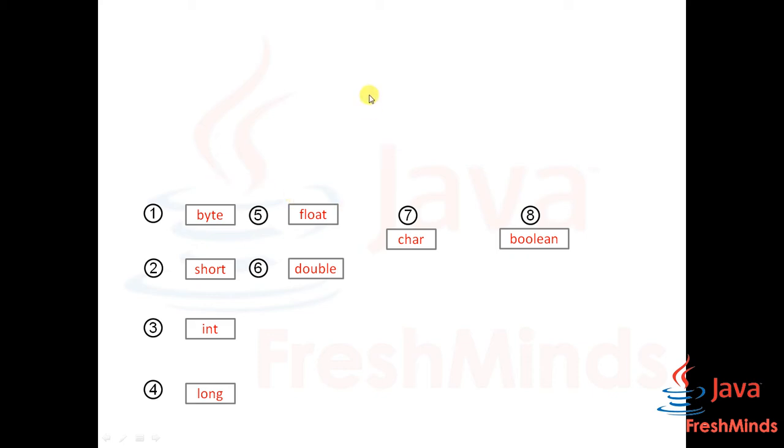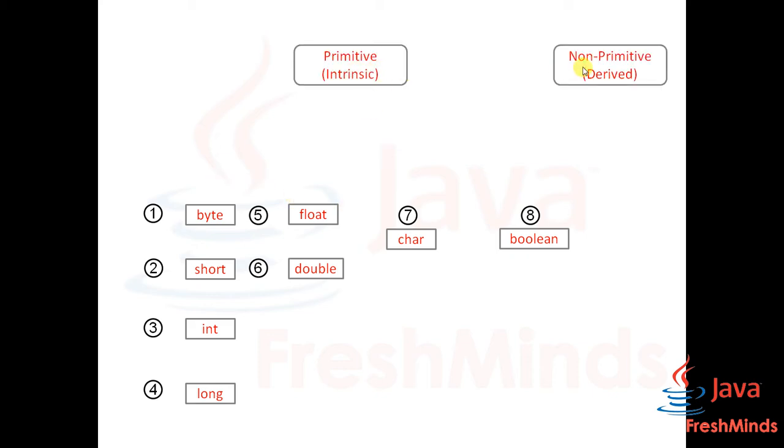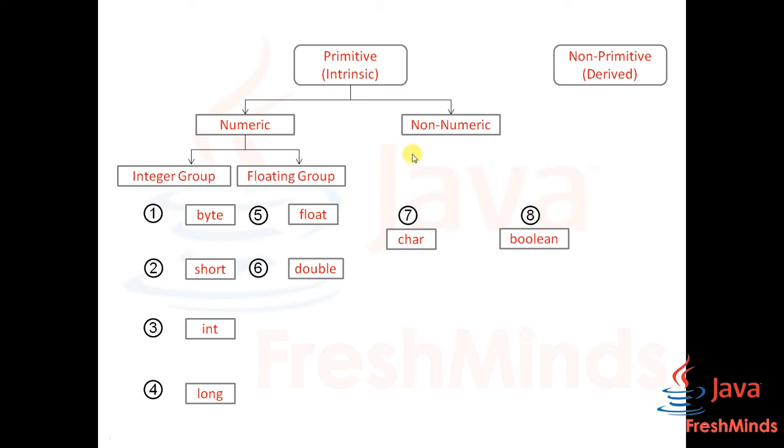In Java we have two types of data types called primitive data types and non-primitive data types. Primitive data types are inbuilt data types, and non-primitive data types are also called derived data types or user-defined data types. Primitive data types are categorized into two types: numeric data types and non-numeric data types. Numeric data types consist of two groups: the integer group and the floating group, whereas non-numeric data types consist of two groups: the character group and the boolean group.